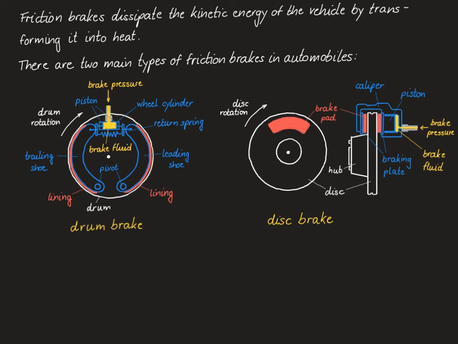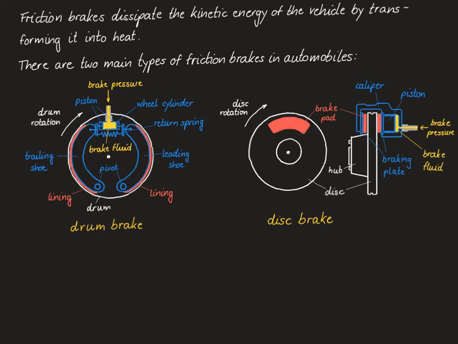If the brake is to be released, again the brake pressure is reduced, forcing the brake fluid back out of the cylinder and thus causing the two sides of the brake to move back apart and preventing further friction between the brake pad and the brake disc. Note that this is just a brief introduction into the two main brake types to give you a rough idea of what they look like.